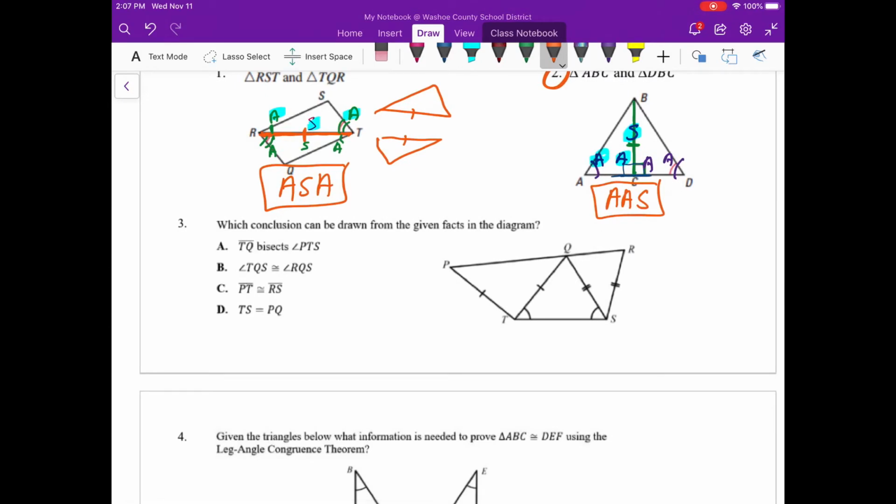Going on to number 3 here. Number 3 says, which conclusion can be drawn from the given facts in the diagram? Okay, so for this diagram, you have to assume for these pictures that nothing is really drawn to scale. We do this on purpose so that you're actually understanding what's congruent, what's not congruent, and so on.